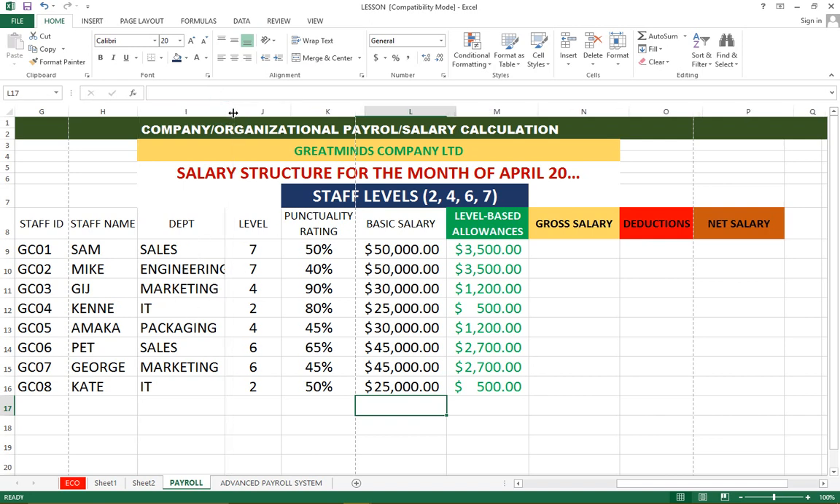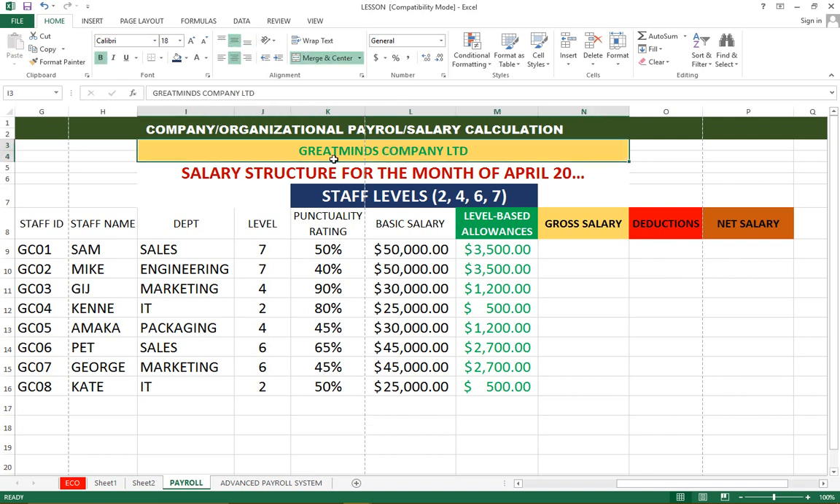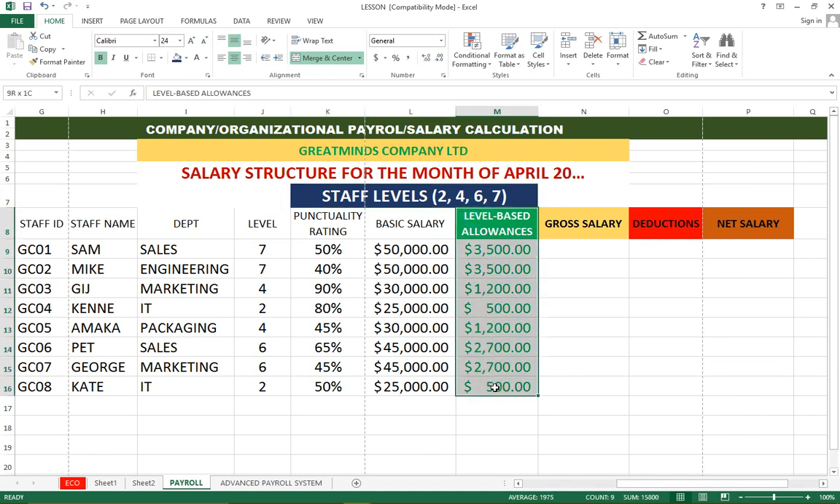But in this tutorial, we are going to teach you how to calculate payroll or salary. So we are going to look at a company, Great Minds Company Limited, and in this company they have staff levels 2, 4, 6, 7. These staff levels are very important. They're going to be very pivotal when we are calculating level-based allowances for these staff members.